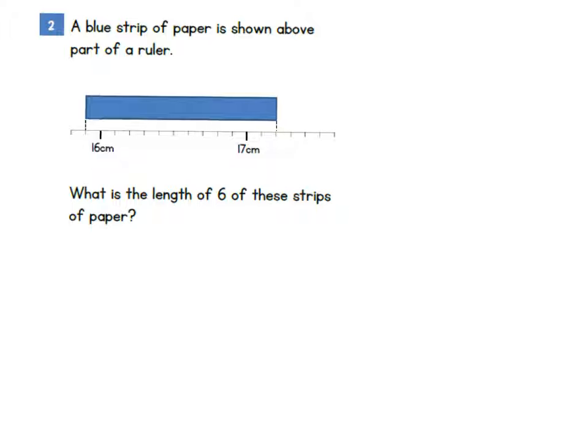Now let's have a look at this problem then. We've got a blue strip of paper on part of a ruler. We need to know the length of 6 of these strips of paper. Obviously, we don't know the length of just one of them yet. But we do know that it's 16 centimetres here and 17 centimetres there.